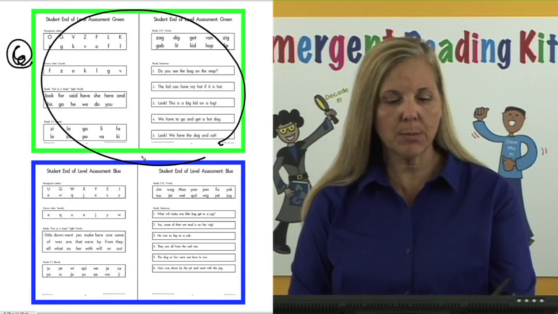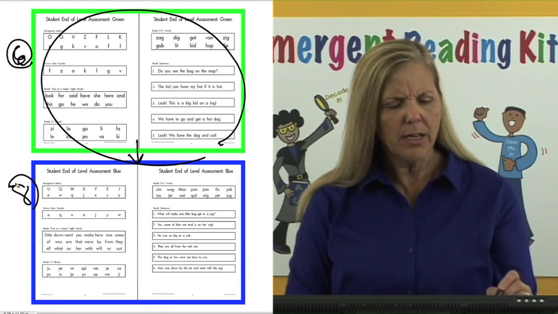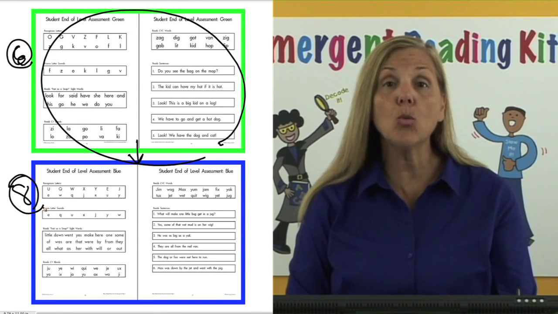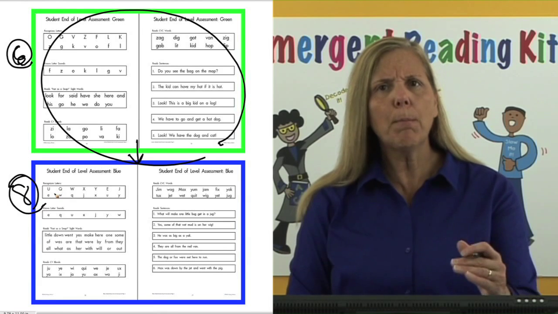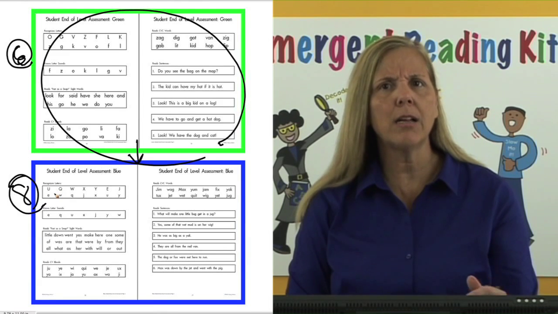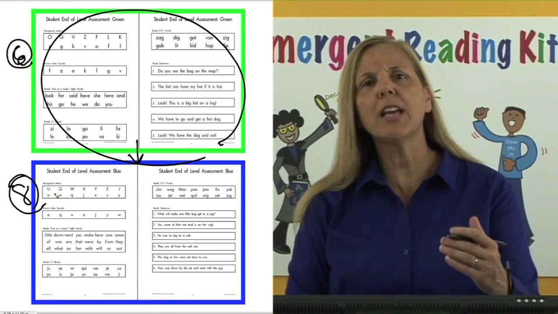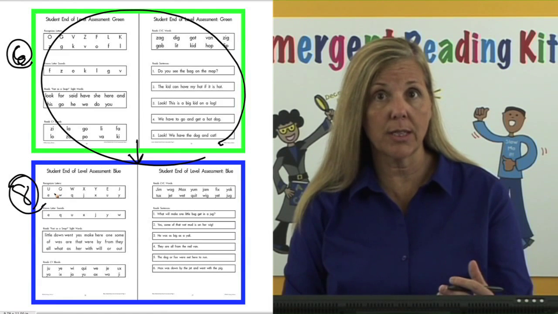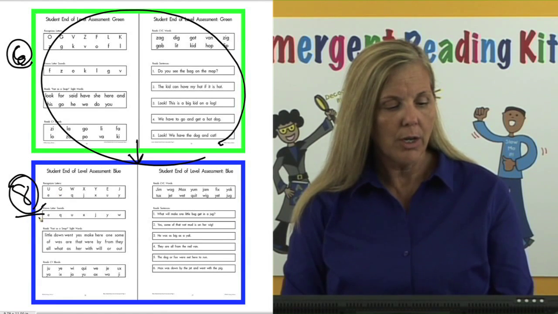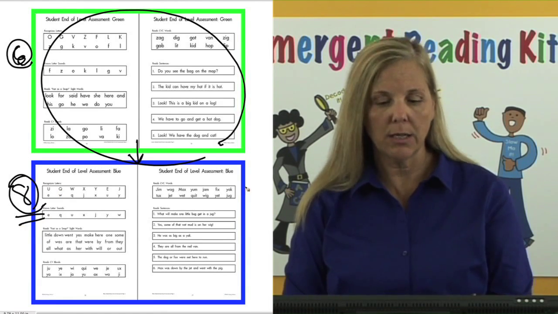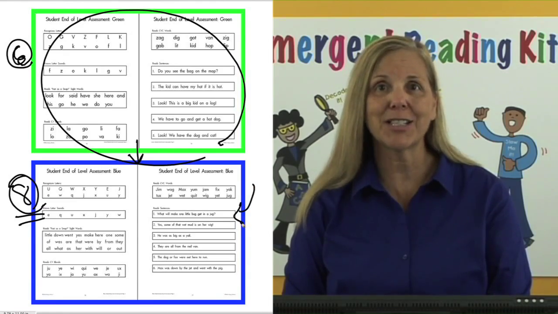Students that pass the assessment move on to the blue. Now, the blue level requires 8 weeks of instruction. But this is the end of the program. Students have mastered many skills at this point. Therefore, you can go 8 weeks before you have that final assessment.